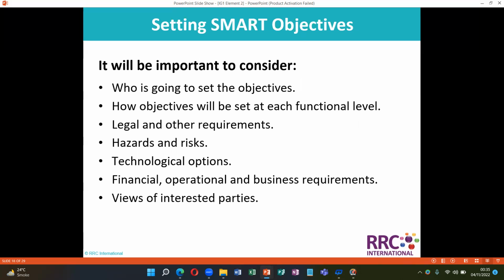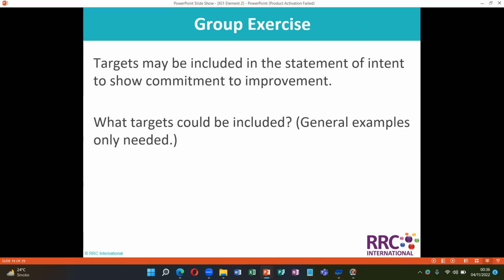In setting SMART objectives, it will be important to consider who is going to set the objectives, how objectives will be set at each functional level, legal and other requirements, hazards and risks, technological options, financial, operational, and business requirements, and the views of interested parties. Group exercise: targets may be included in the statement of intent to show commitment to improvement. What targets could be included?